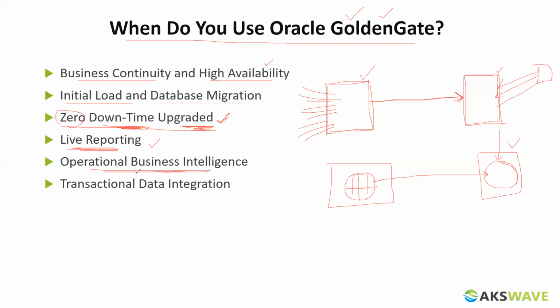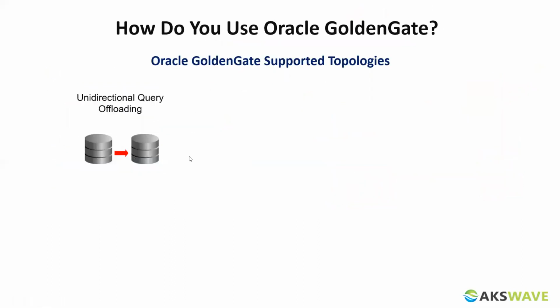Operational business intelligence. For any type of business requirement, operations purpose, right? You can even do these configurations, or you can use GoldenGate for that too. Transactional data integration. Transactional data integration is anyhow maintained by GoldenGate while doing this replication, right? Those are the main purposes. So we have different topologies of GoldenGate, different ways you can configure your GoldenGate.